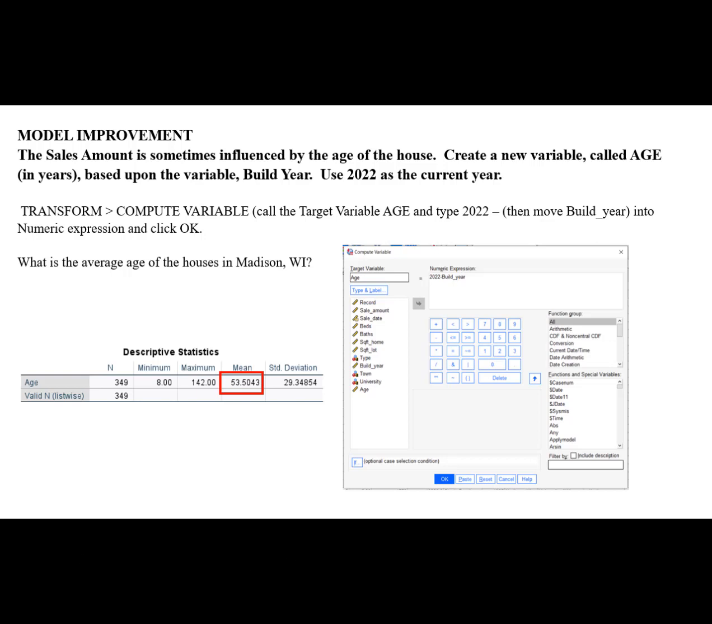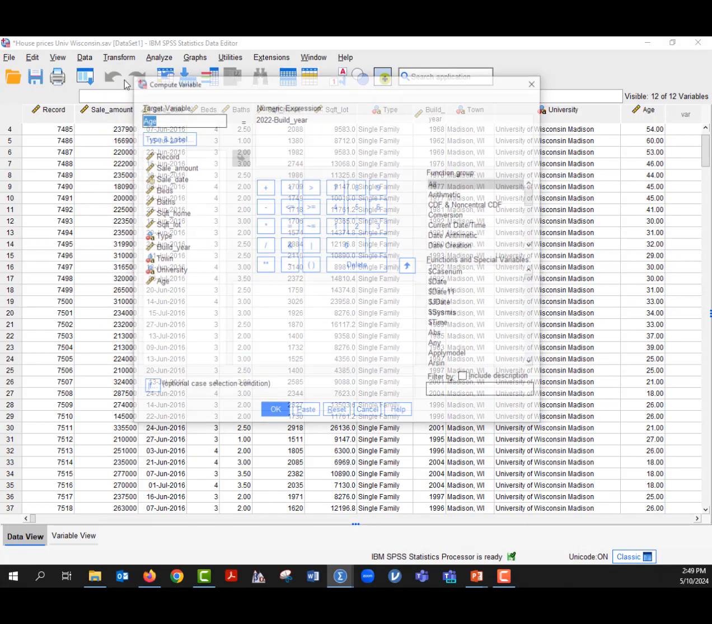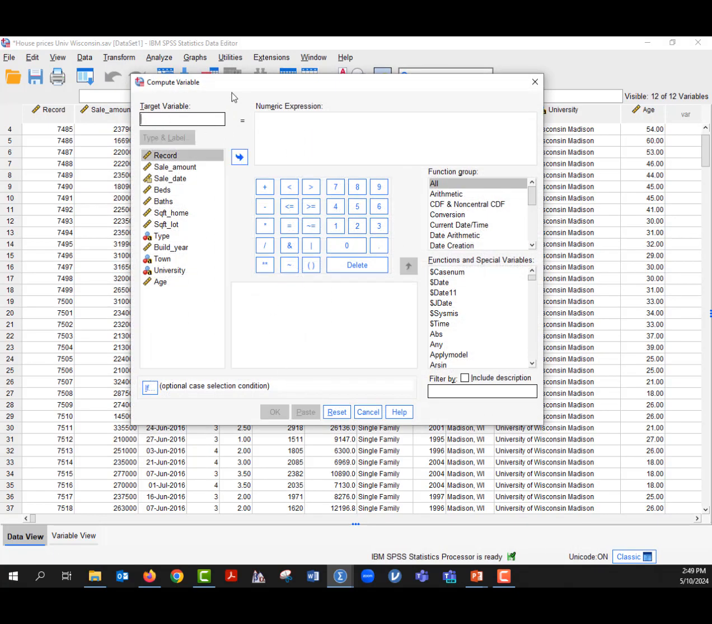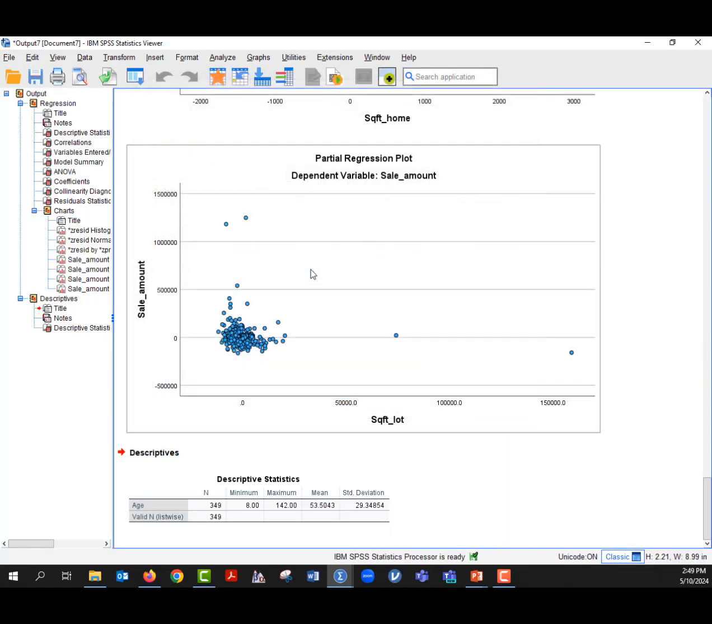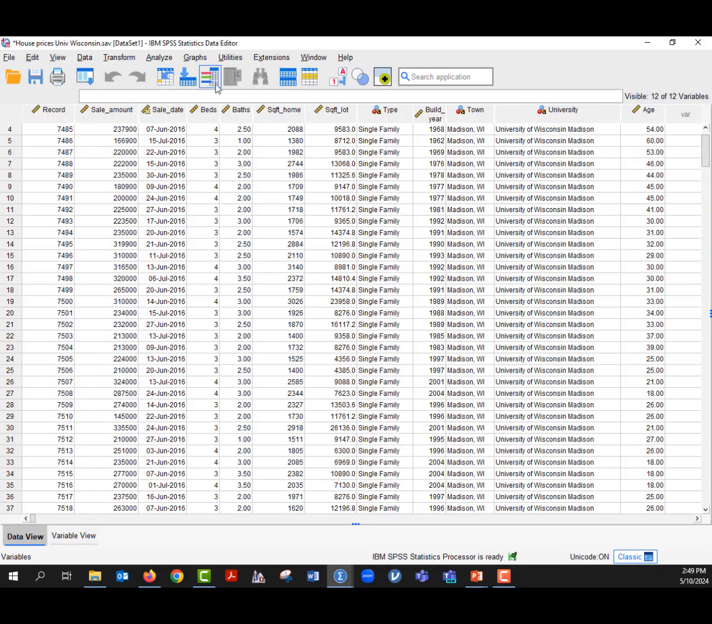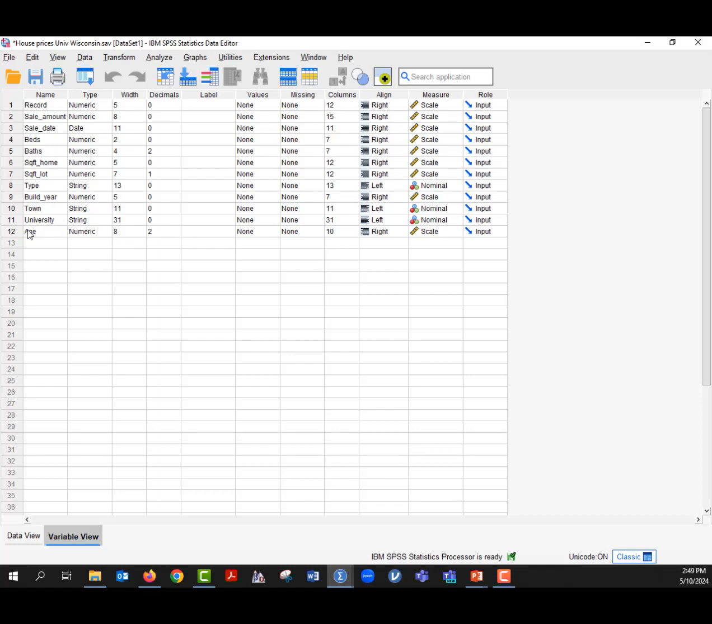So we're going to go into transform, compute variable. We're going to call this variable age. Start with the year. You can either use these or just use your keyboard. Minus, bring build year over and say okay. I'm going to write over the variable I've already done. Go to my data and you can see that we have age.